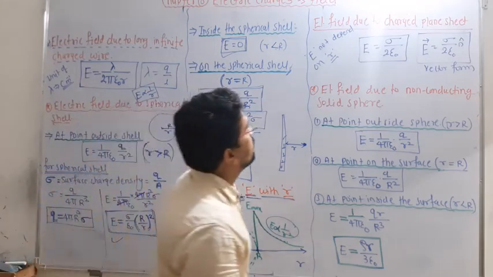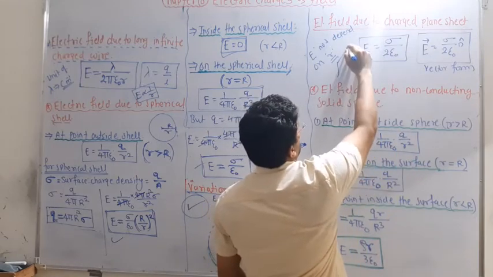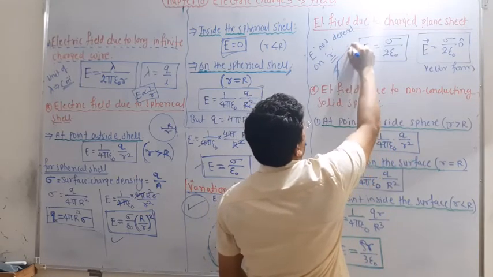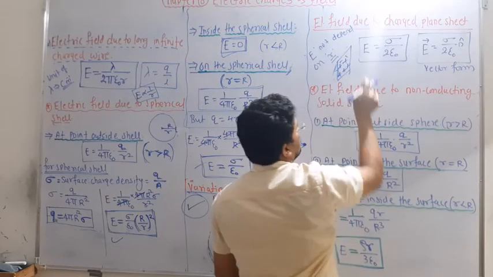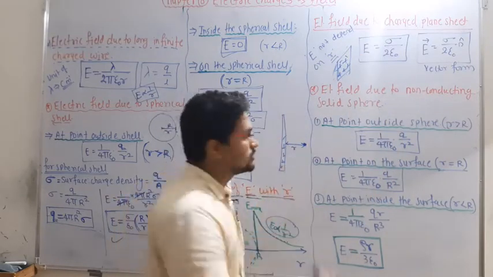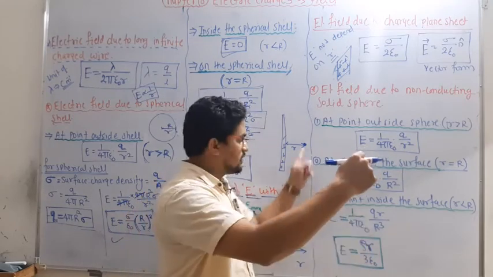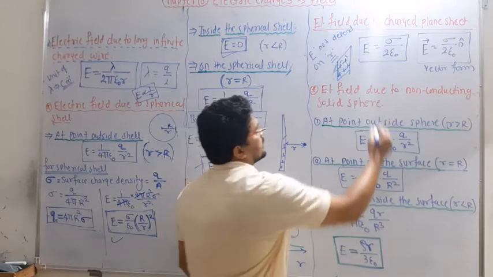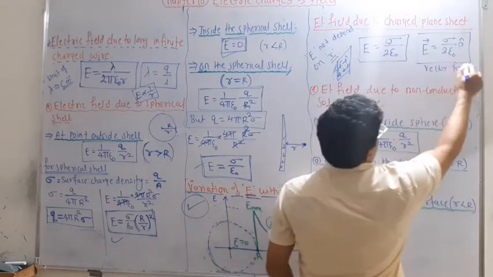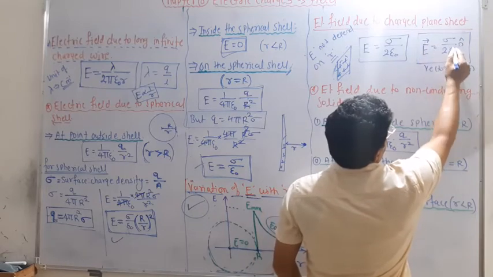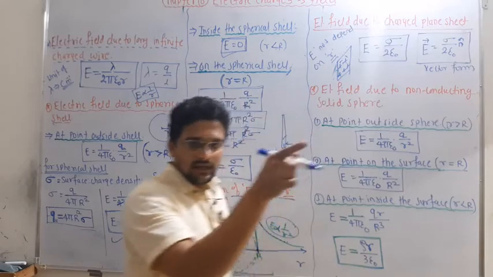Next is the electric field due to a charged plane sheet. If you have a charged plane sheet like this, maybe positive, what is the electric field at a certain distance from that plane sheet? Suppose this board is the plane sheet, what is the electric field at this point at a certain distance r? It is given by E equals sigma divided by 2 epsilon naught, and in vector form E vector equals sigma divided by 2 epsilon naught times the unit vector in the direction of the electric field.